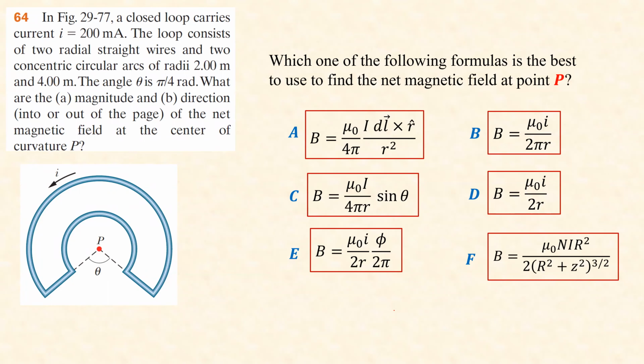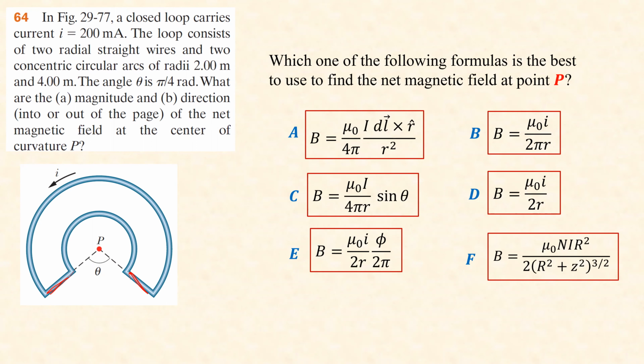And now this figure: a closed loop carries current 200 milliamp. The loop consists of 2 radial straight wires, meaning these 2 pieces, and 2 concentric circular arcs of radii 2 meters and 4 meters. The angle theta is pi over 4. It looks like pi over 2 radian. What are the magnitude and direction, into or out of the page, of the net magnetic field at the center of curvature P?